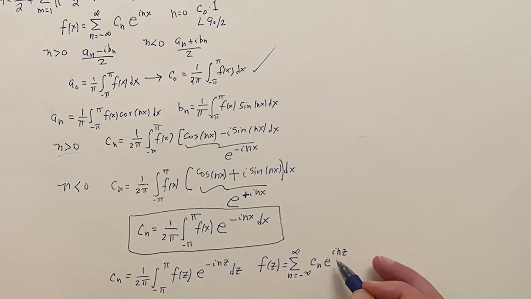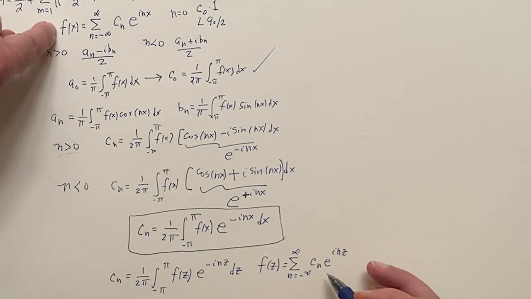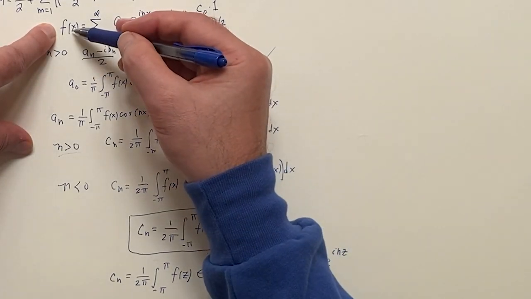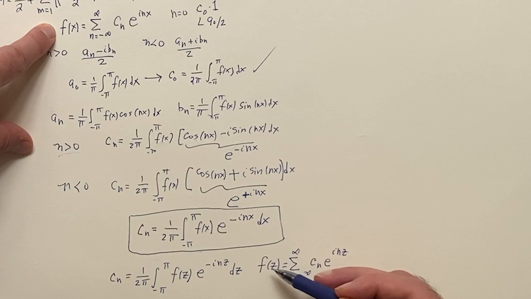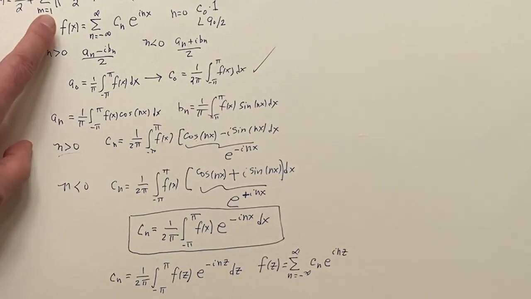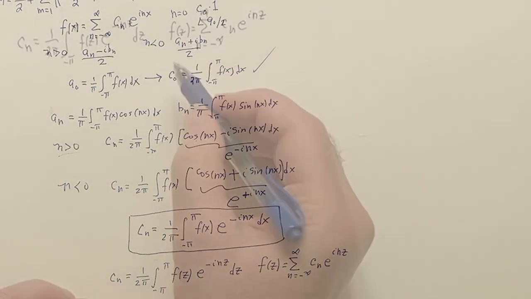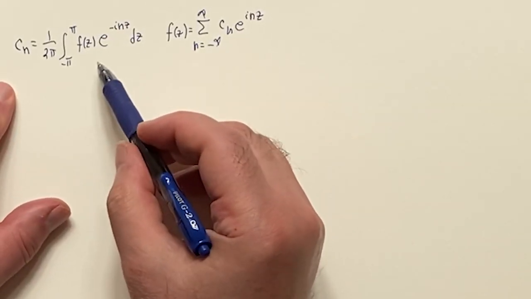Now, let's just remind ourselves that that's very important. That came from here. So I'm taking the x, making it z, and taking the x and making it z. So then I have the equations that go both ways. So this is the f of z in terms of the constants, and then the constant in terms of the f of z. Okay, so these are the equations we have so far.